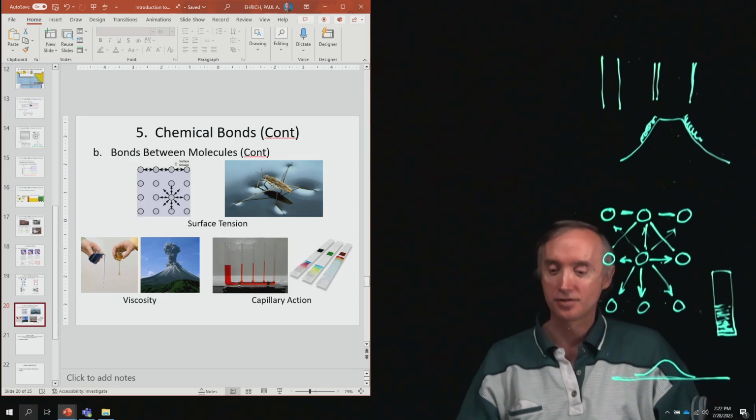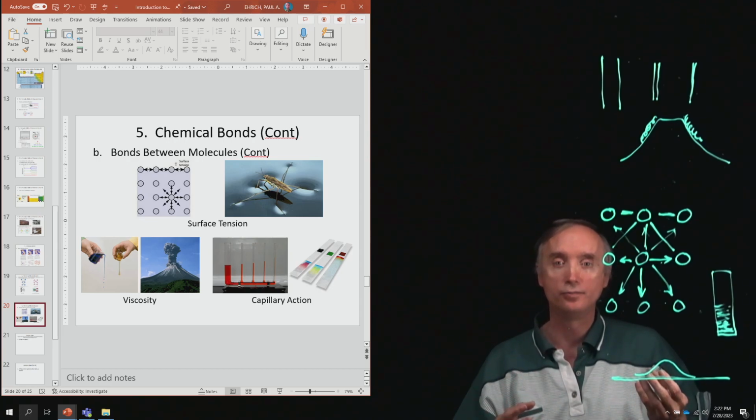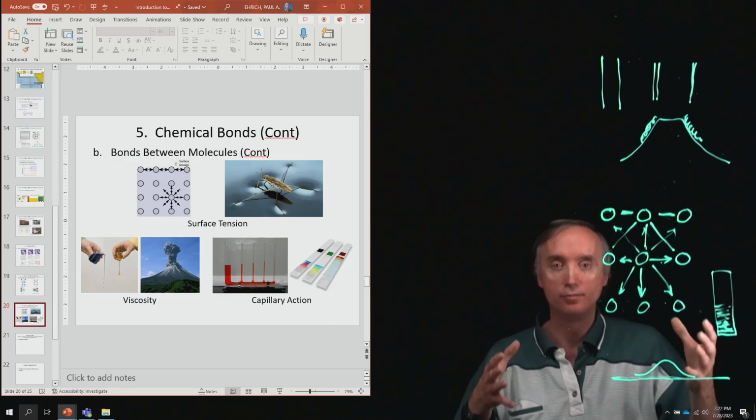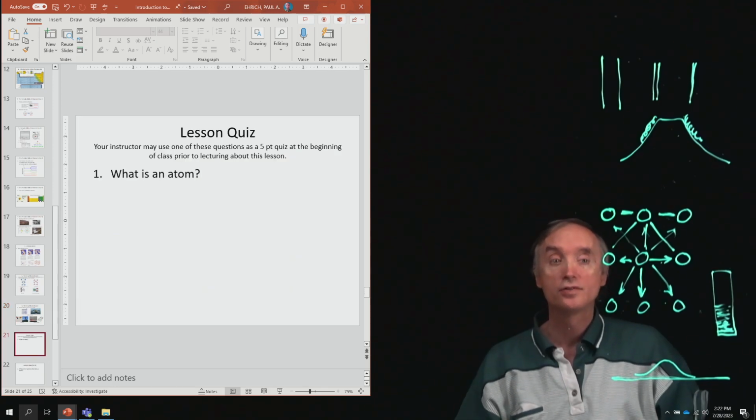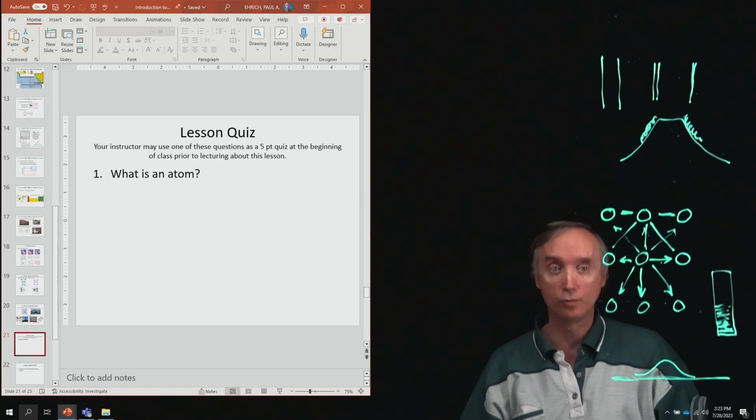Okay, so those are three examples of how, in nature, molecules being attracted to each other is important. So let's take a break, and when we come back, we're going to take a quiz over what you have learned.